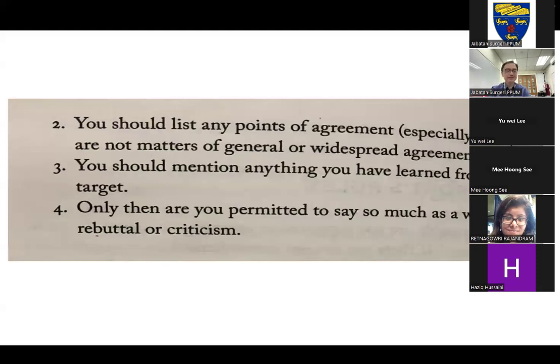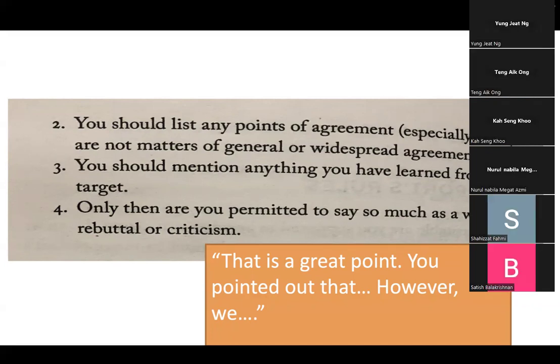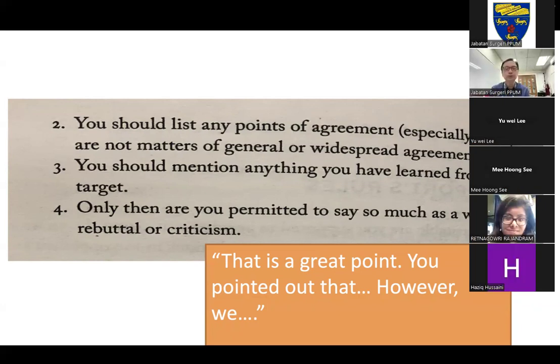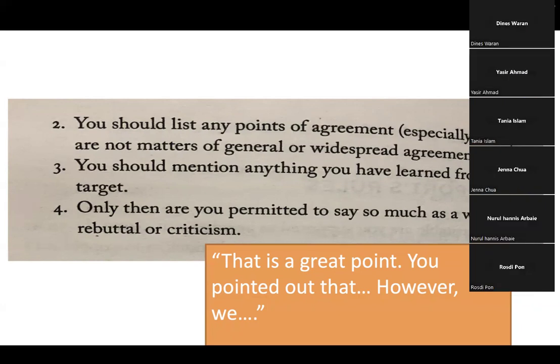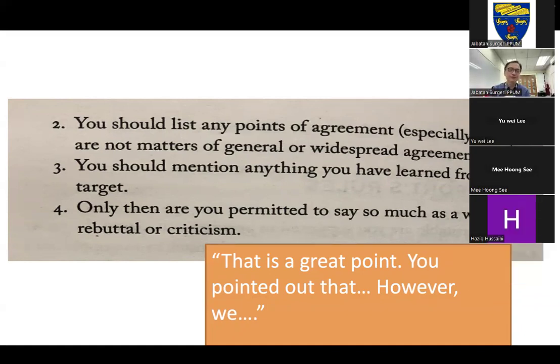So this is a trick. For example, "That's a great point. You pointed out that such and such, and at that point I agree with you. However, in this study, we look at this from another angle." Contoh lah, right? I think this is a good trick. I use it nowadays when people ask me questions, because that allows you 2-3 seconds of brain time to think how to answer. I use that quite often nowadays.